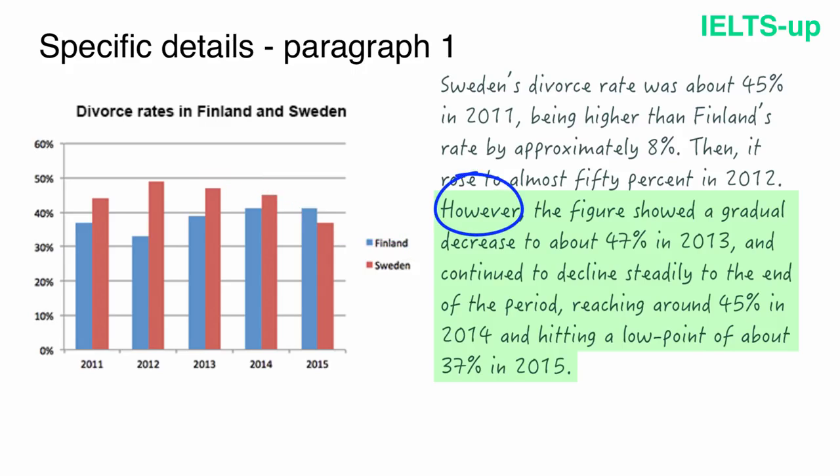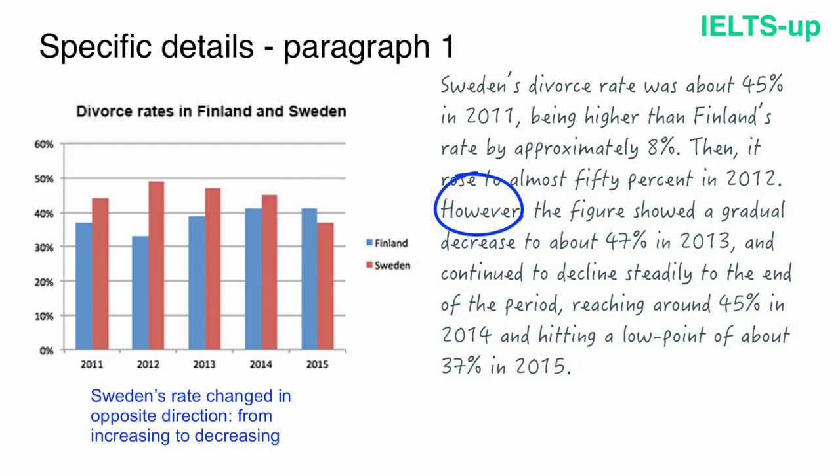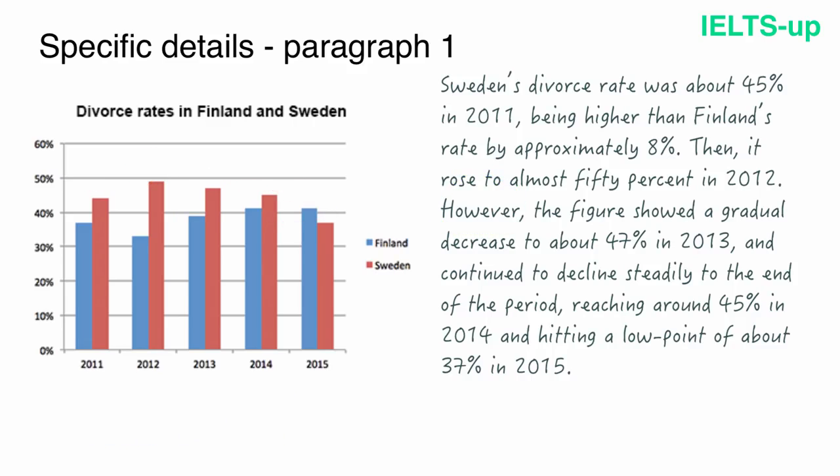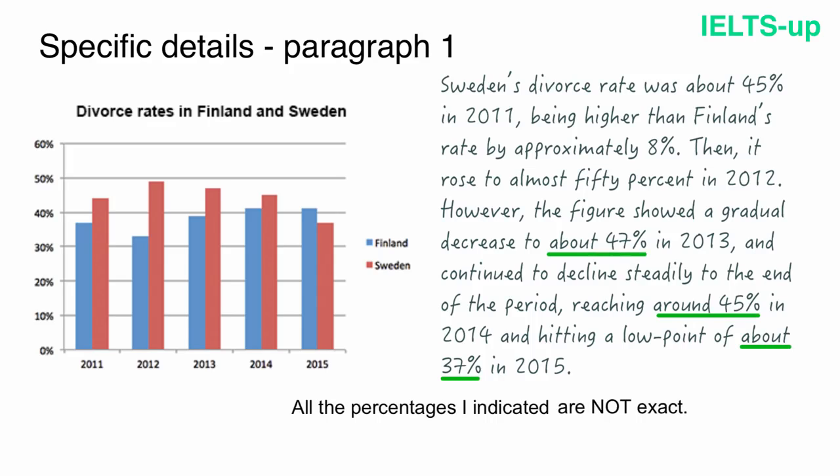The linking word however is used to emphasize that Sweden's rate changed in opposite direction, from increasing to decreasing. Also, you can see that all the percentages I indicated are not exact, so I used words around and about.